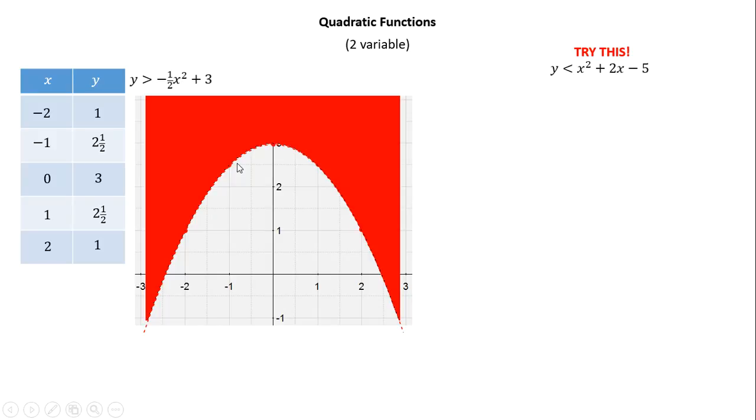So try this one. y is less than x squared plus 2x minus 5. So make a table, graph it, go ahead and pause the recording and push play again when you're ready to go.